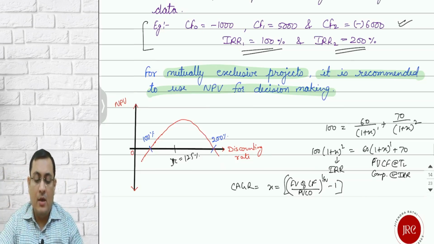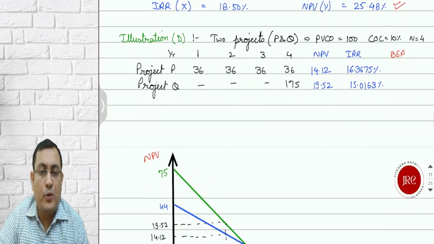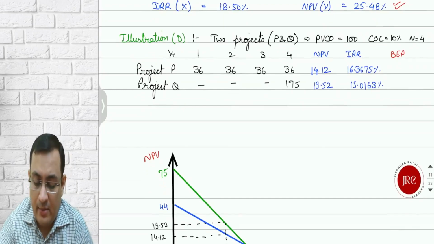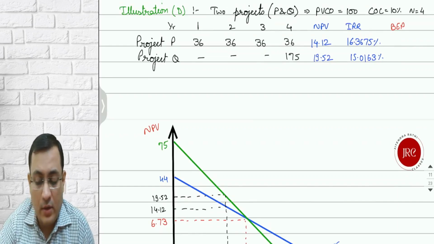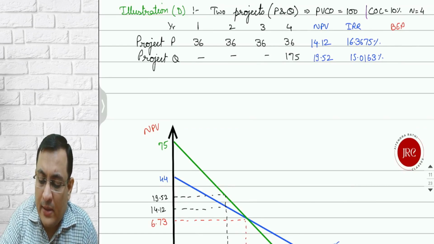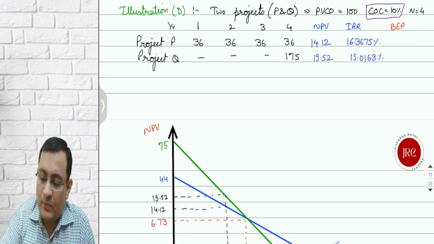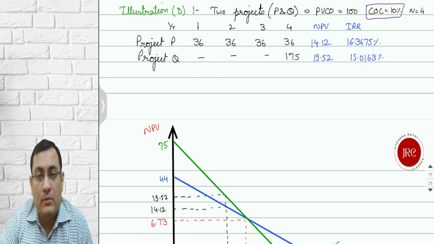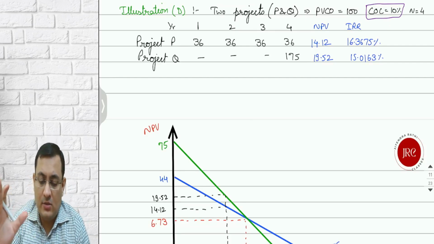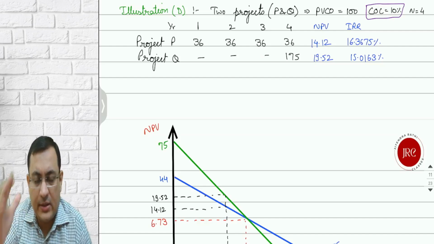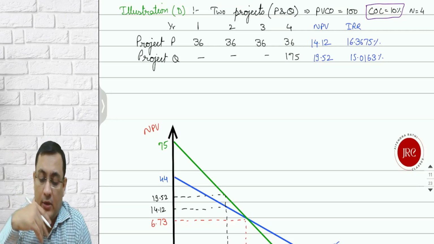So next is the NPV profile, very important from the exam point of view. Now we are given two projects, illustration D, very important. P and Q, both have the same COC, cash outflow 100. Right now I am giving the COC, but this COC we will use for comparing. Both have a tenure of 4 years. Project P is generating 36 million rupees, thousand, whatever you may say, 36 for 4 years, whereas project Q is only giving 175 at the end of the 4th year.